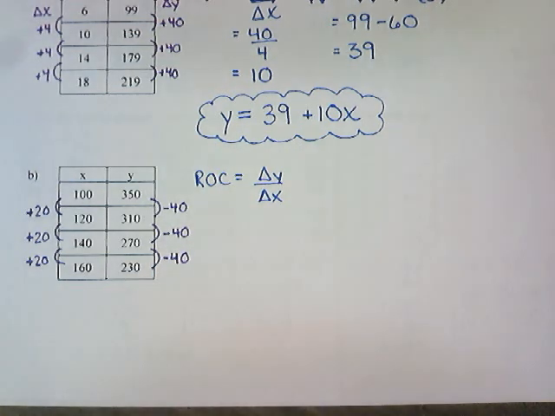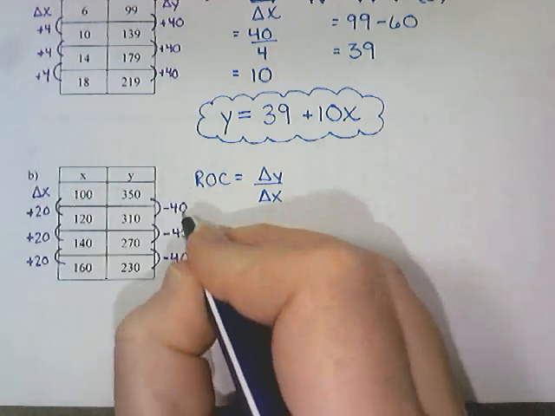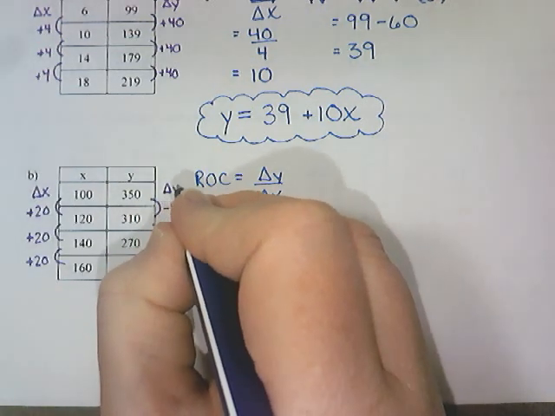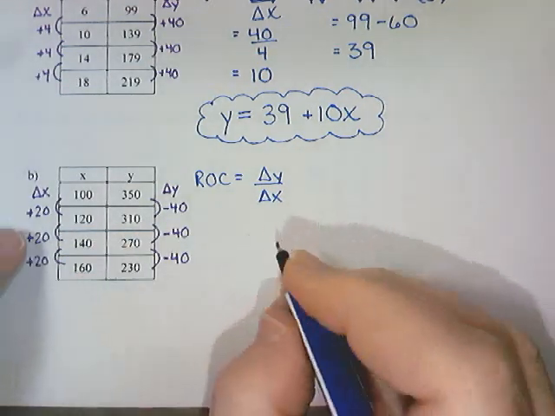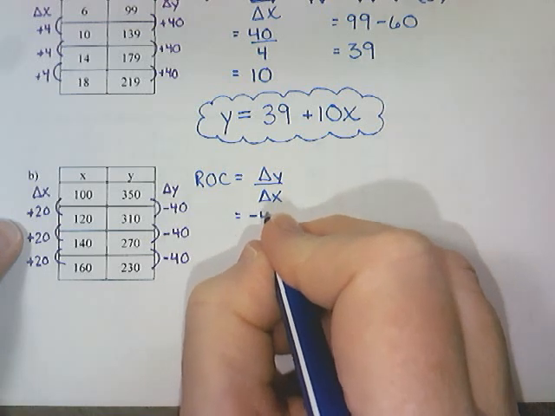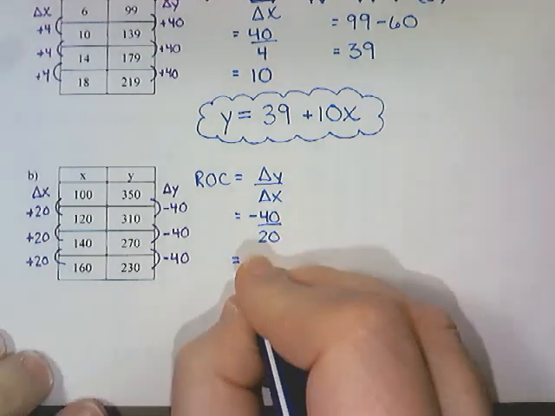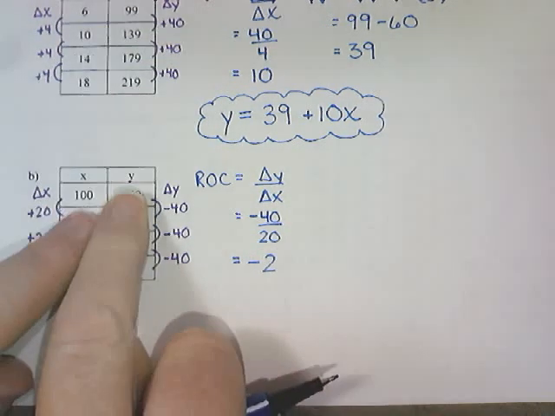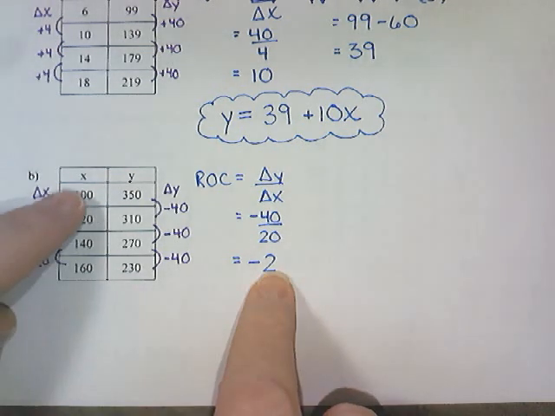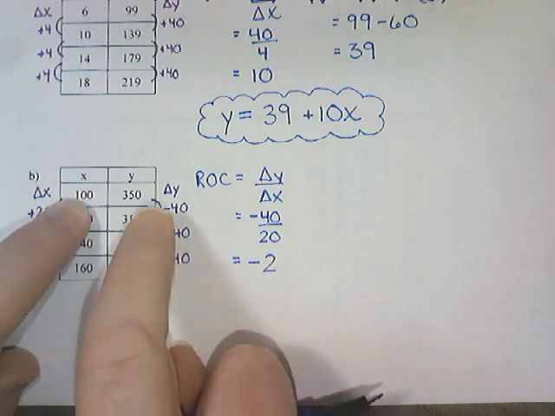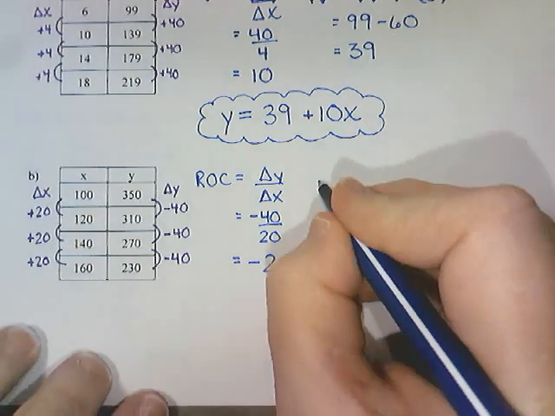All right, this side is X. These are my change in X or delta X. This side is Y, so this is the change in Y or delta Y. So when I do delta Y over delta X, we are going to get negative 40 divided by 20. Negative 40 divided by 20 is negative 2. And there are no units here, so it's just negative 2. What this means is that for every 1 we're going up on the X side, we are going down 2 on the Y side. All right, initial value.